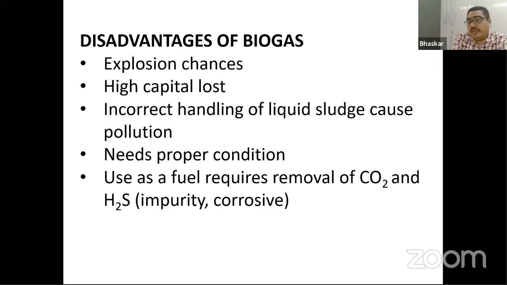if it is released in the environment somehow accidentally, ranging from 15% to 16%. So there can be some explosion also if it is not handled properly. It needs regular monitoring, regular proper handling is needed for that.